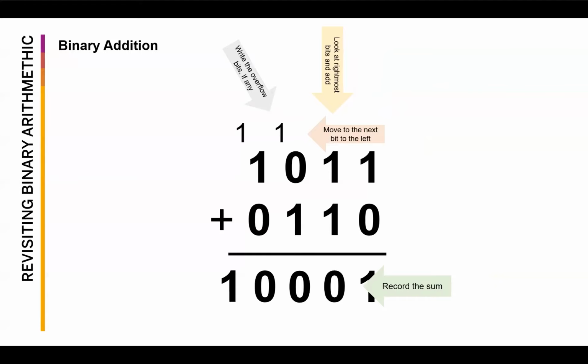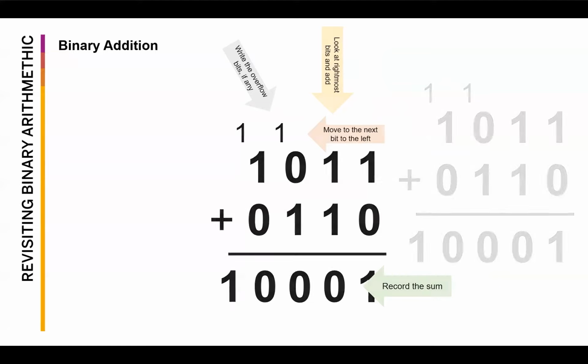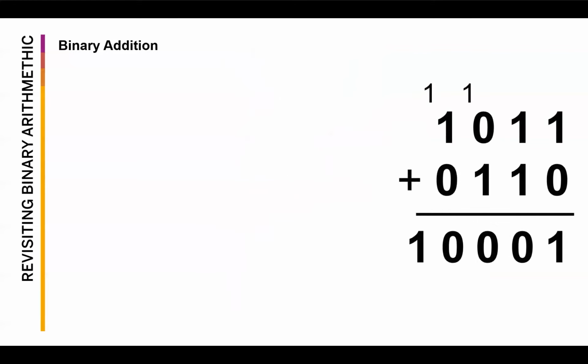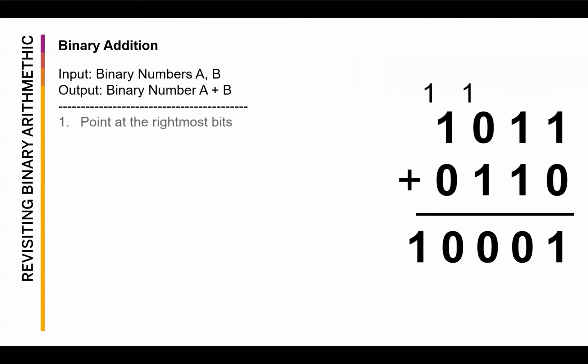Still the same binary addition that we did previously. Now if we try to formalize this into a set of instructions, first, we have an input: two binary numbers, A and B. We also have an output, which is one binary number for A plus B. And for the procedure here, we just write them down as our arrows.